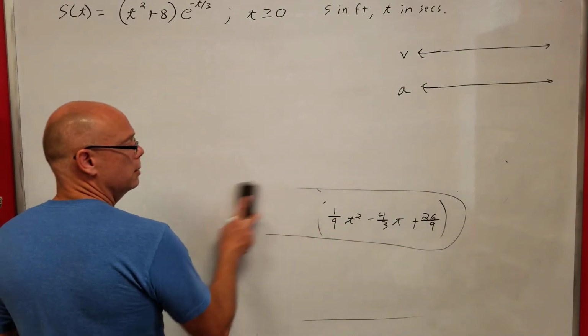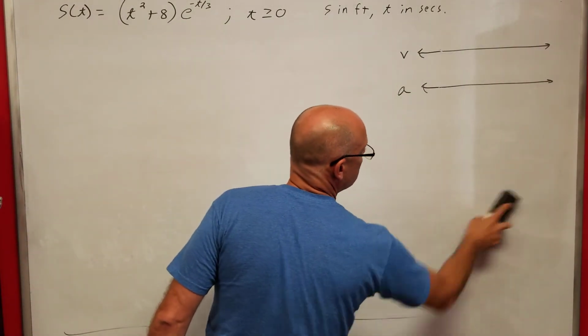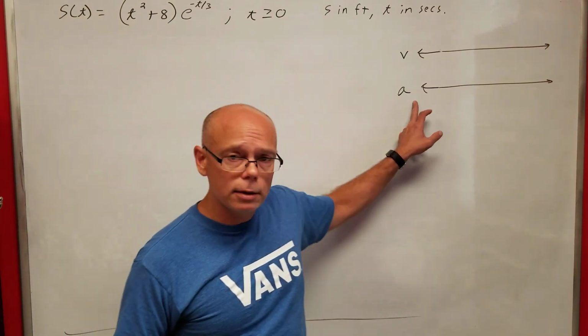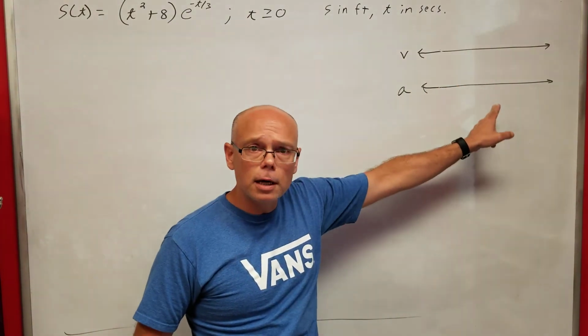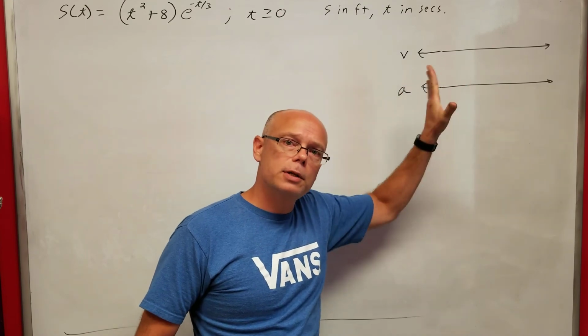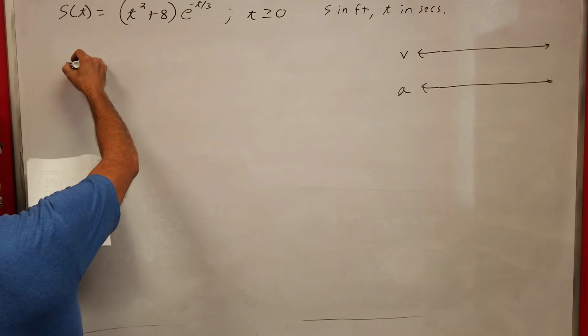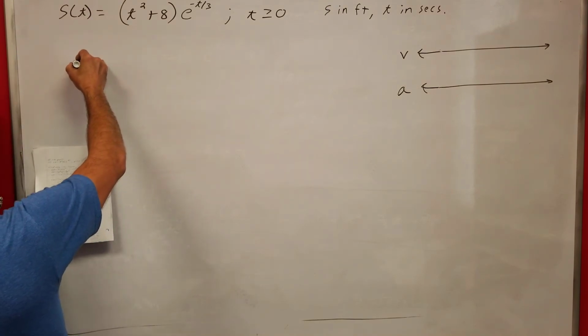So what do I do here? I find where is my velocity function 0 and where's my acceleration 0. Then I'll plot those numbers, and then I'll go on both sides of those numbers to see where it's positive and where it's negative. So let's take my velocity function. What was my velocity function? I had to erase it.